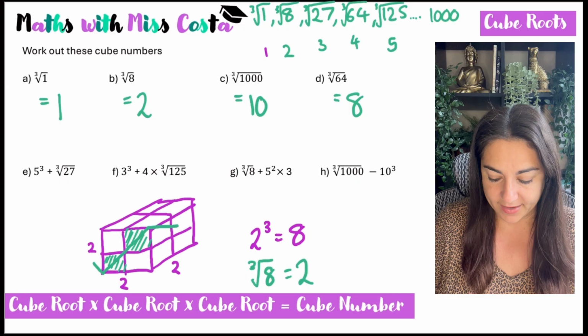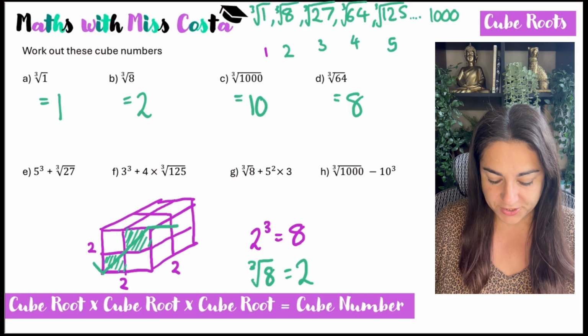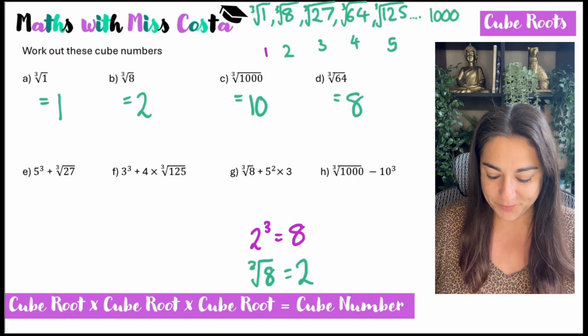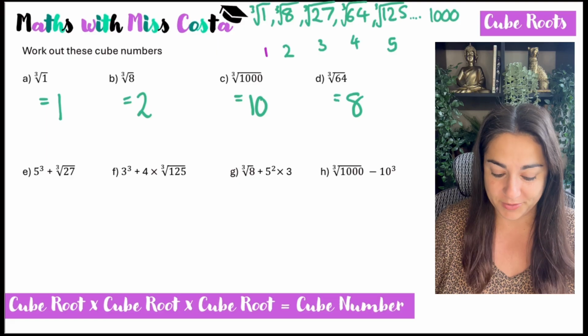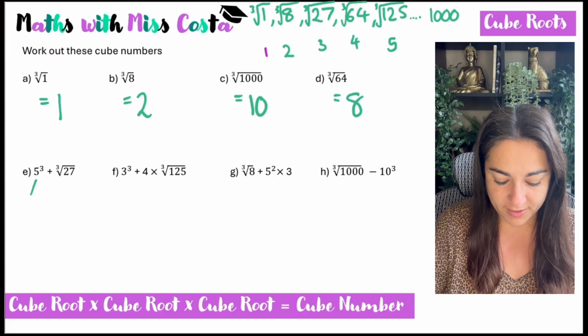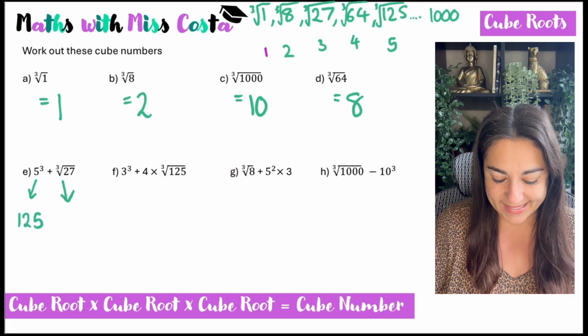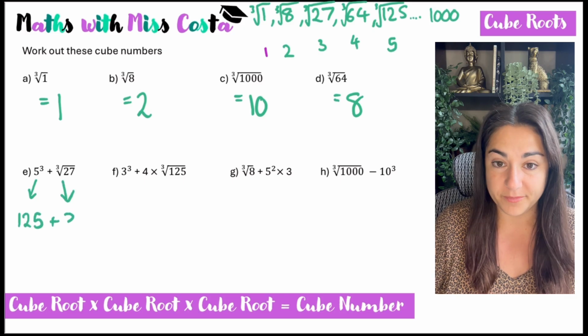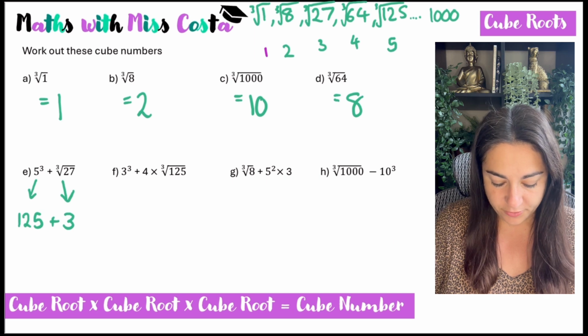Then we have a little bit of a combination just to make life a little bit more interesting. We've got cube numbers and cubed roots. So 5 cubed, hopefully you remember, 5 times 5 times 5 is 125. And then the cubed root of 27 is 3. So 125 plus 3 is 128.